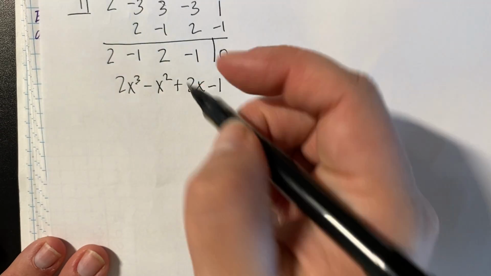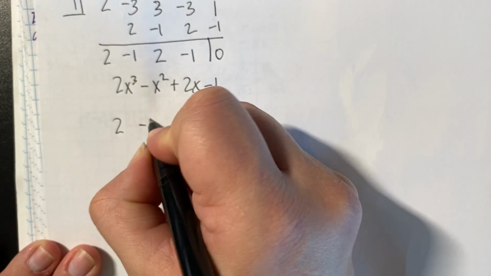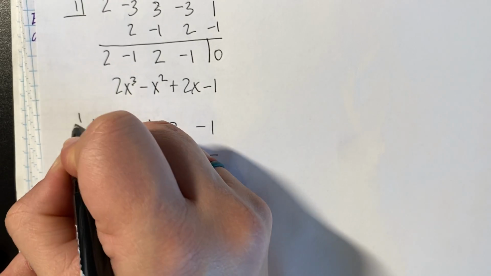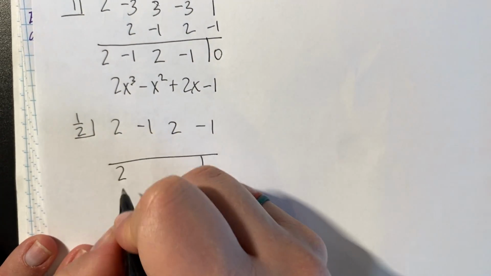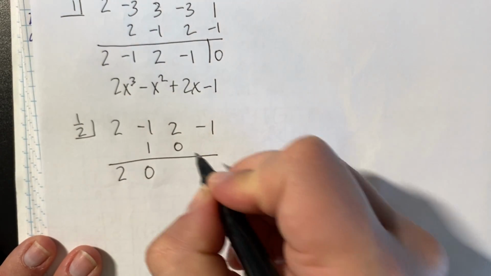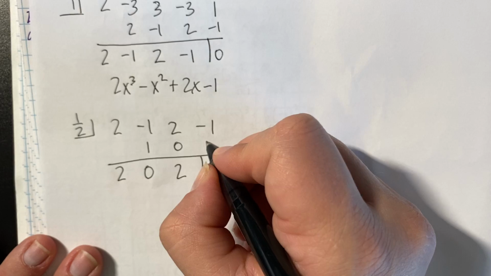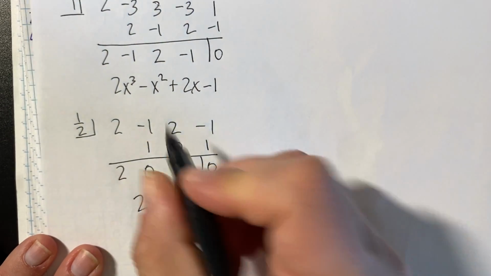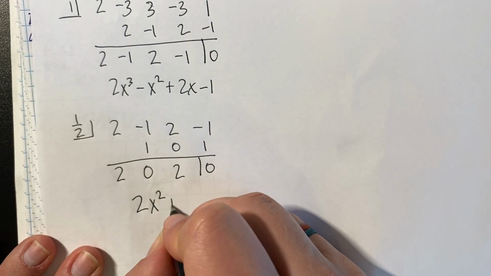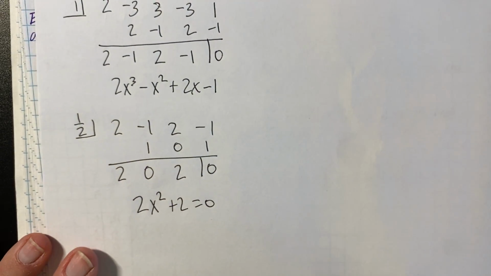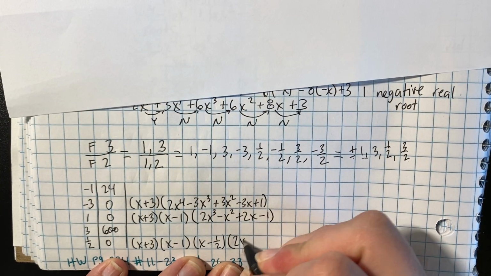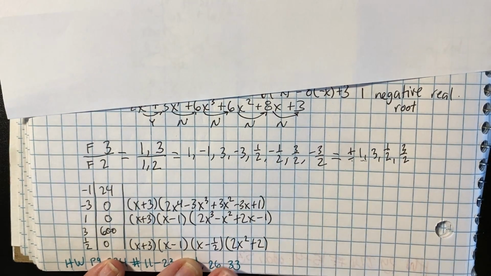Okay. All right, so I'm going to set this up again. 2, -1, 2, -1. We knew our number was 1/2. So bring the 2 down. 2 times 1/2 is 1. 1/2 times 0 is 0. 1/2 times 2 is 1. So I have, remember, bring down a power, 2x squared plus 0x plus 2 equals 0. So we'll put that here. 2x squared plus 2. Okay.